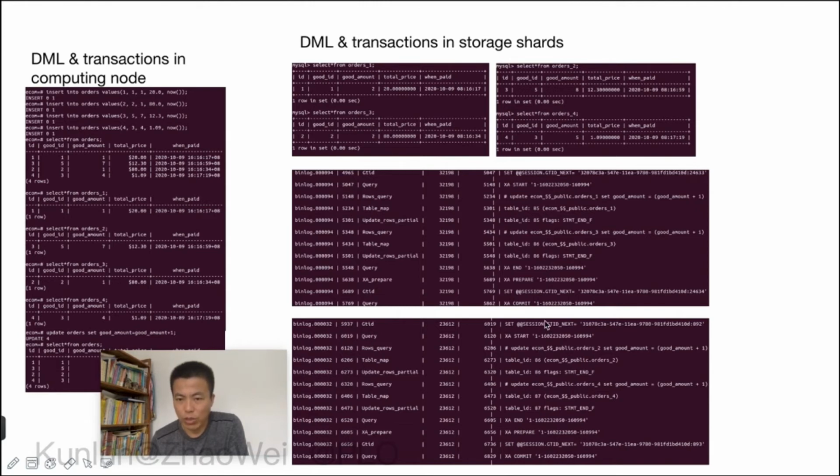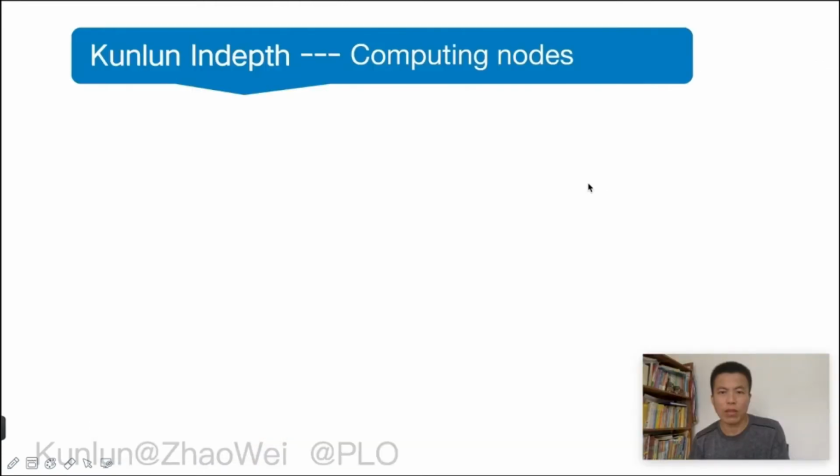Local branch. So in this storage shard, you can see this transaction. This is its first phase. This is the second phase. In the second shard, we can see its first phase and the second phase. So the computing node did a 2-phase commit to commit the auto-commit transaction.